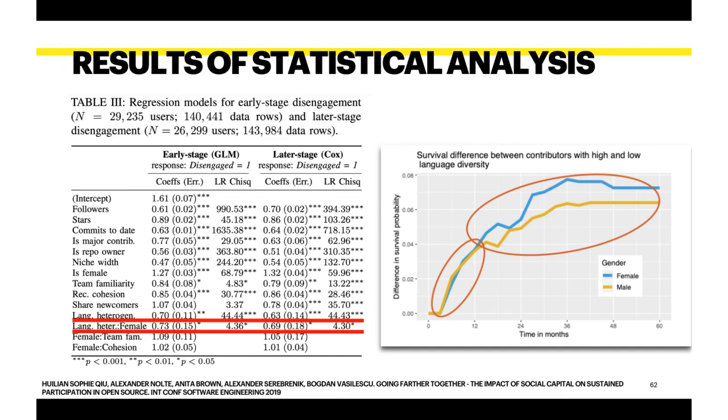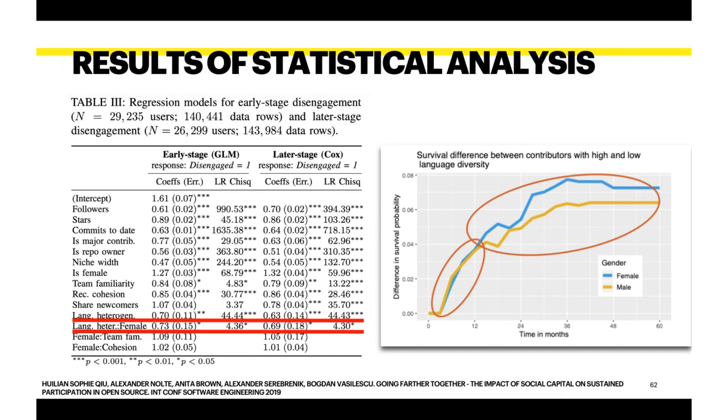Moreover, there is an interaction between language heterogeneity and gender. Again, you see that the coefficient is less than 1. This means that this interaction is positive for retention, rather than disengagement. So what does it mean? Look at the picture on the right. While people of any gender benefit from contributing to projects with many programming languages, women benefit from it more. At least women benefit from it more starting from roughly 12 months from the beginning of the project.